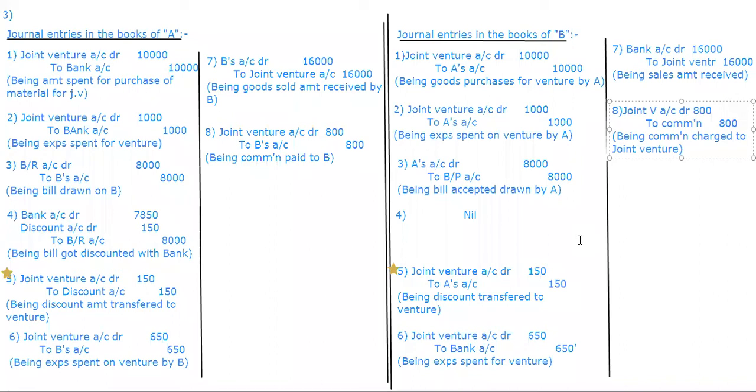Now, all the journal entries we are done. Can I move on to the next page, ma'am? We have two more entries to be written. One is a profit or loss entry and settlement entry. Can I move on? Yes, ma'am.